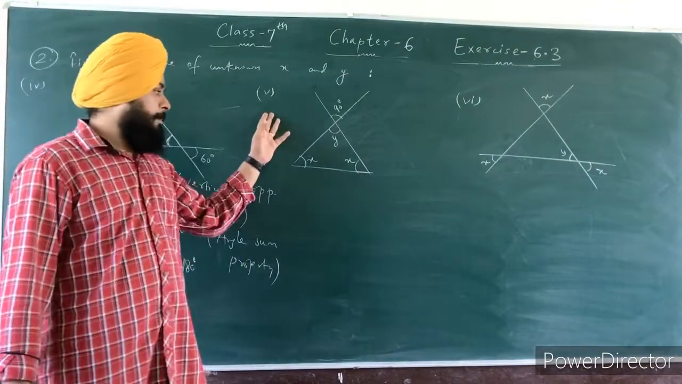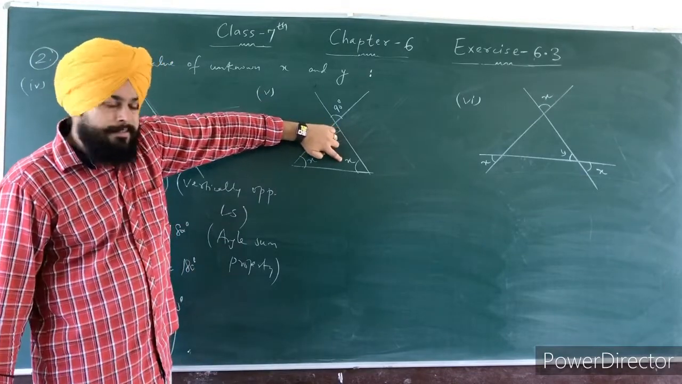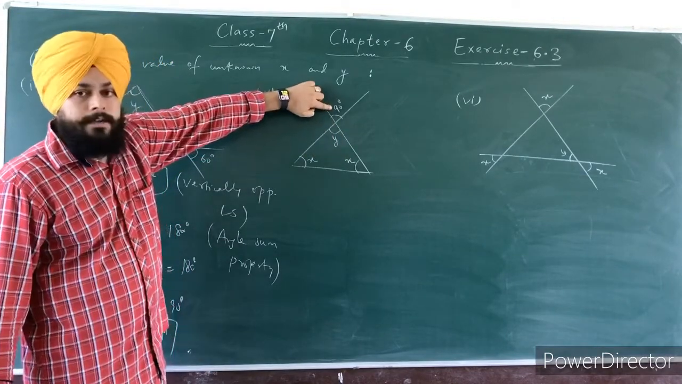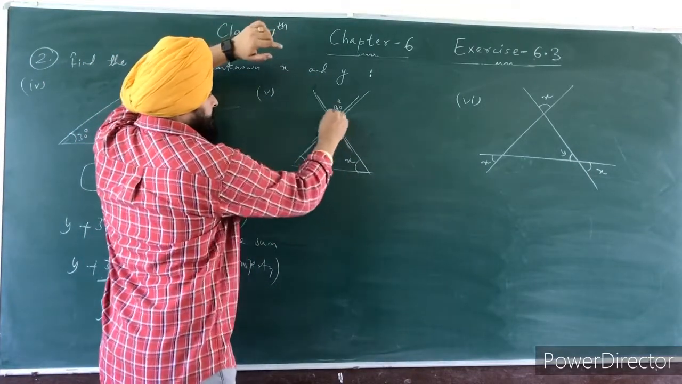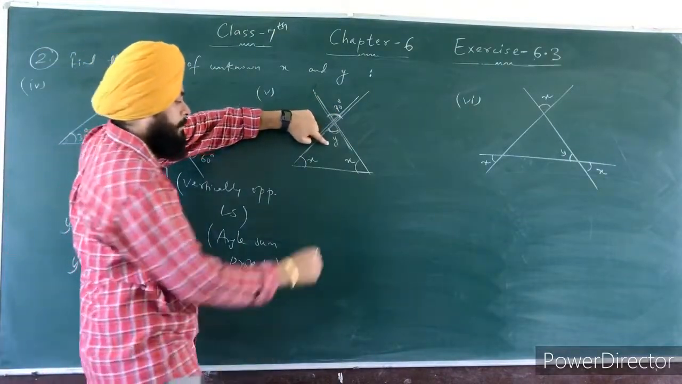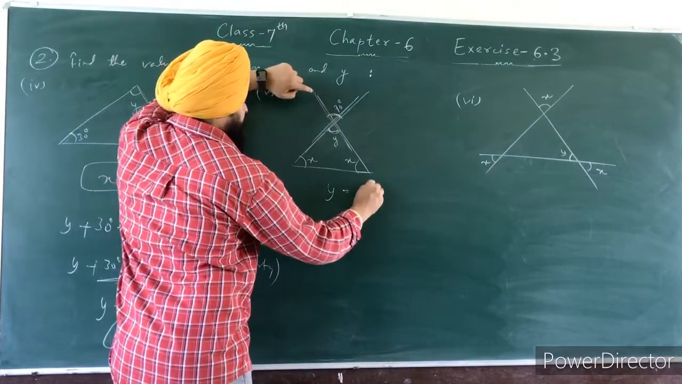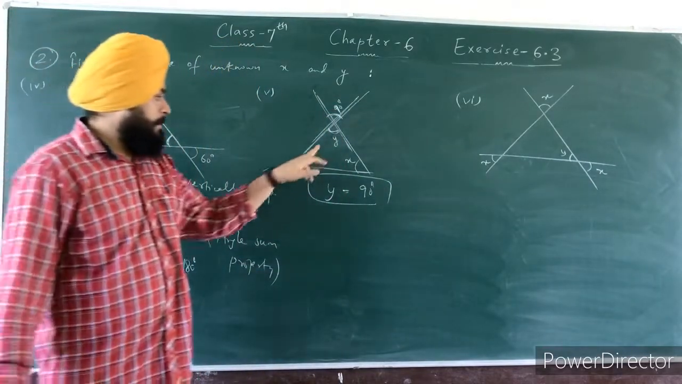Next fifth part. So you can see here these two are angle of same measure, which is x. This is y and this is 90. So first you can also see here, these are intersecting lines. So these are vertically opposite angles. So angle y is how much? 90 degree. Alright. So this is 90 degree.